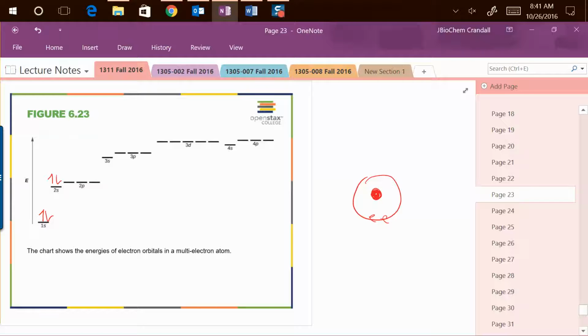Let's see if you guys can do that. I can't do it. Okay? So one spinning this way, the other one spinning this way.